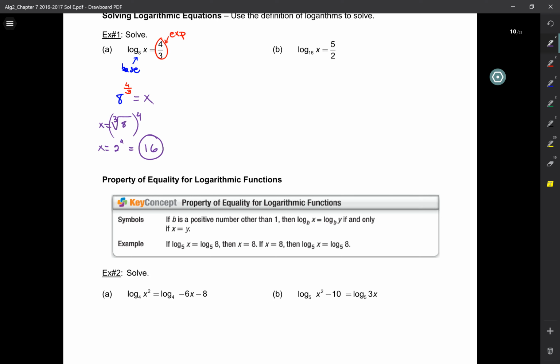Because you need to solve and then evaluate. You can't leave it as 8 to the power of 4 over 3. What if this is on a non-calculator portion of the test? Okay? All right.